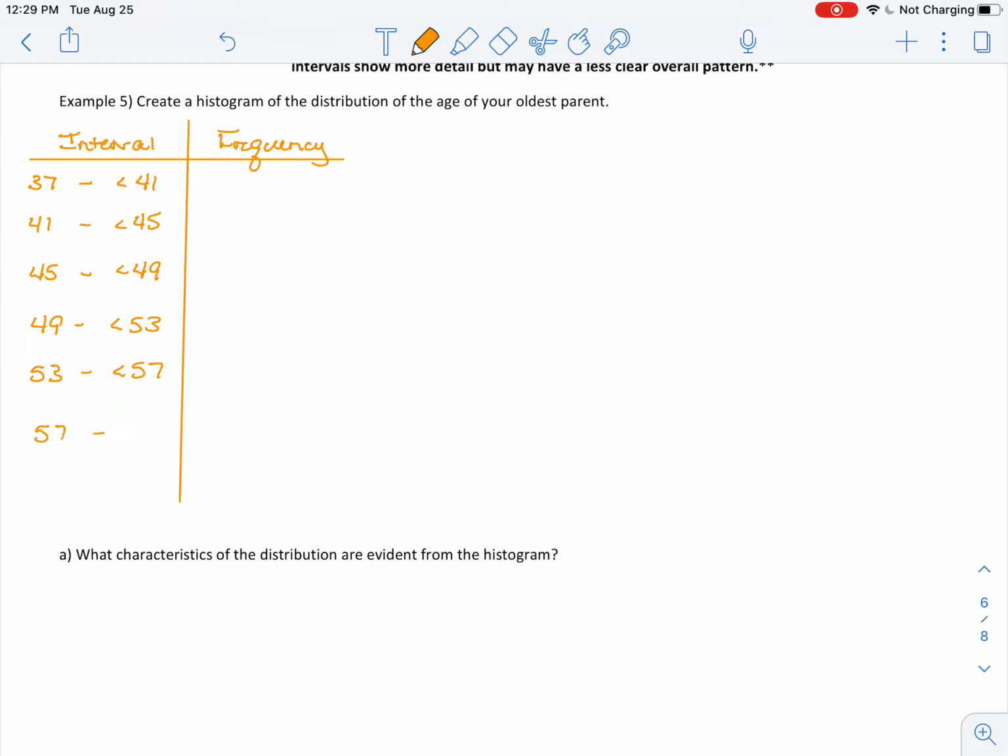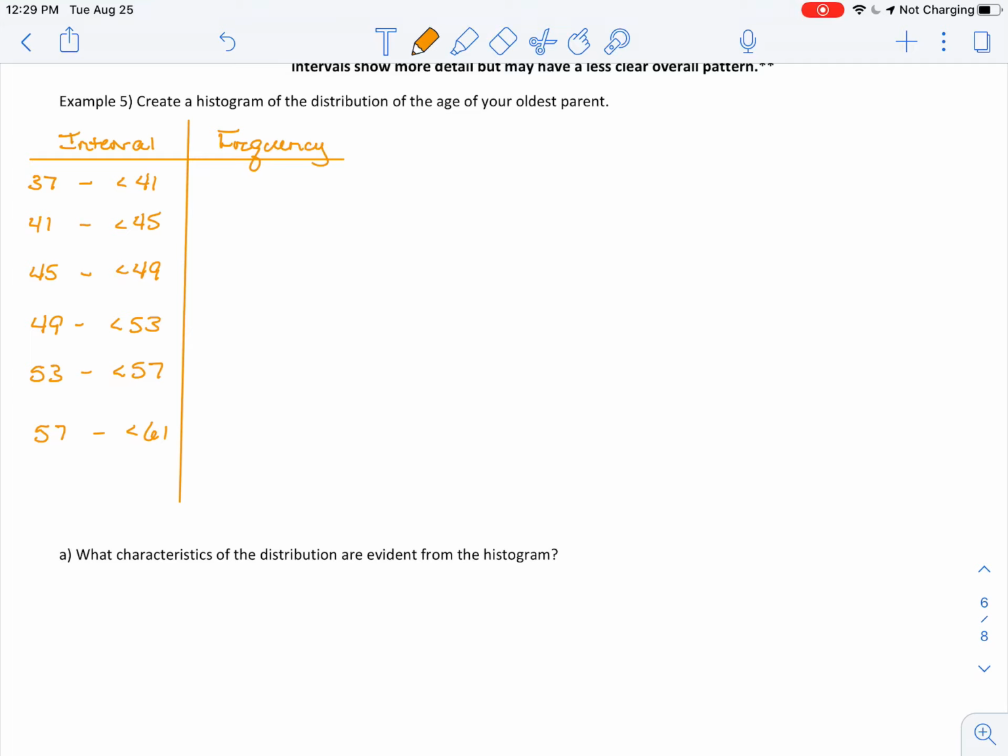And then you can see this last one, 57 up through being less than 61 years old. There are 1, 2, 3, 4, 5, 6 intervals like I planned. Now I just need to find the frequency. So I'm going to go back to that sorted data set that we were using yesterday.